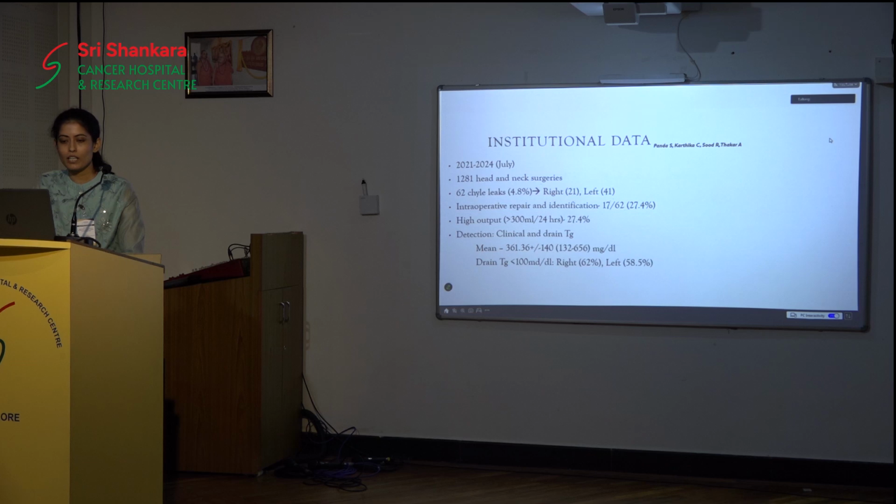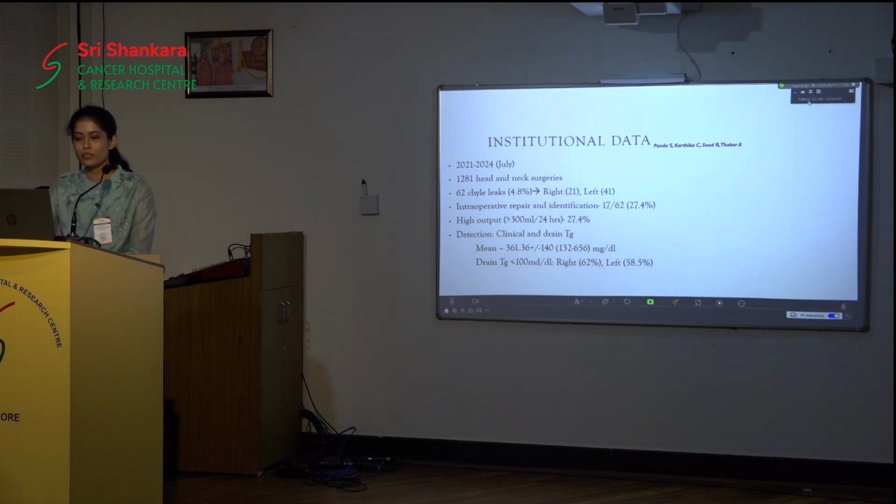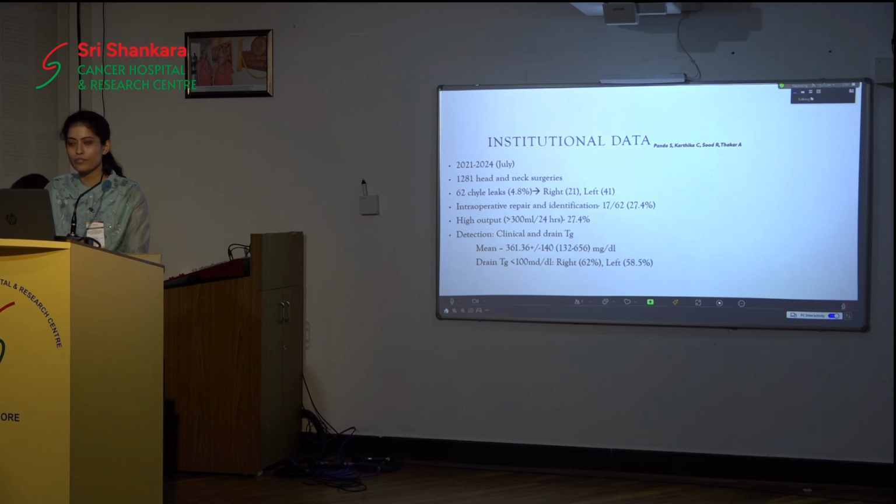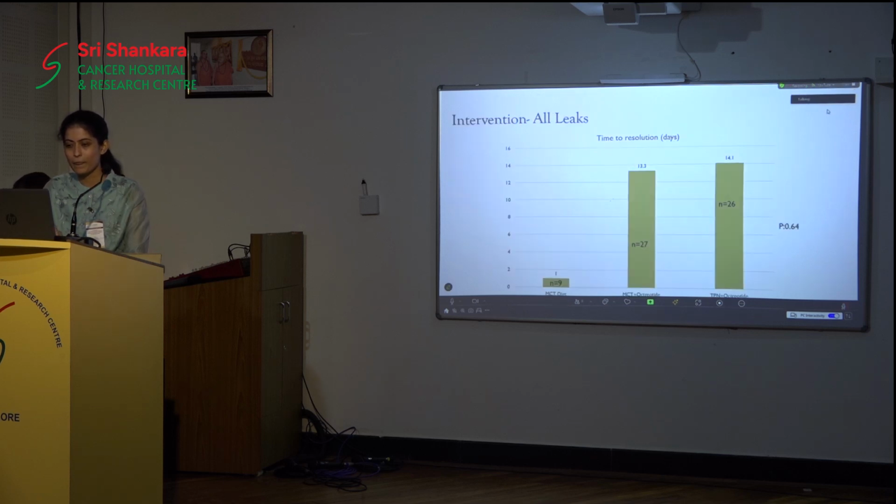And a bit about our own experience. In our experience over the last 4 years, we have identified a 4.8% incidence of chyle leak, of which 21 chyle leaks out of 62 were identified on the right side. Fortunately, we did not have any chyle leak in the range of 1000 ml per 24 hours. We did send drain triglyceride value for all patients, and it is interesting to note that low drain TG levels were seen in 62% of the right-sided leaks and 58% of the left-sided leaks.